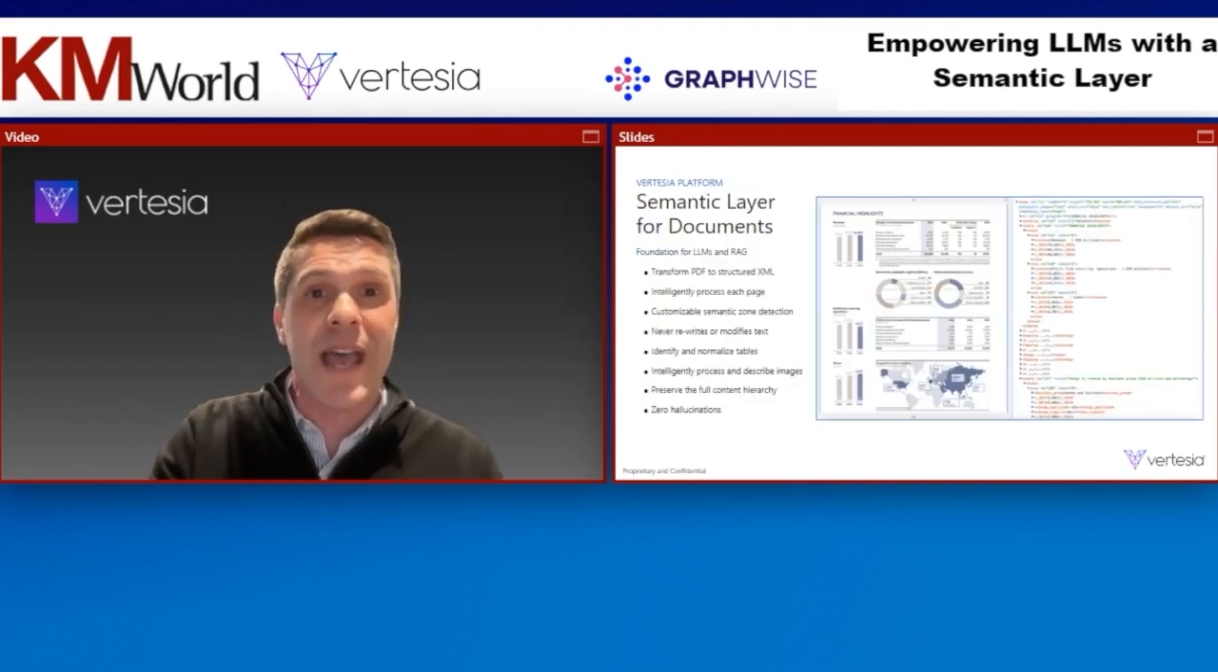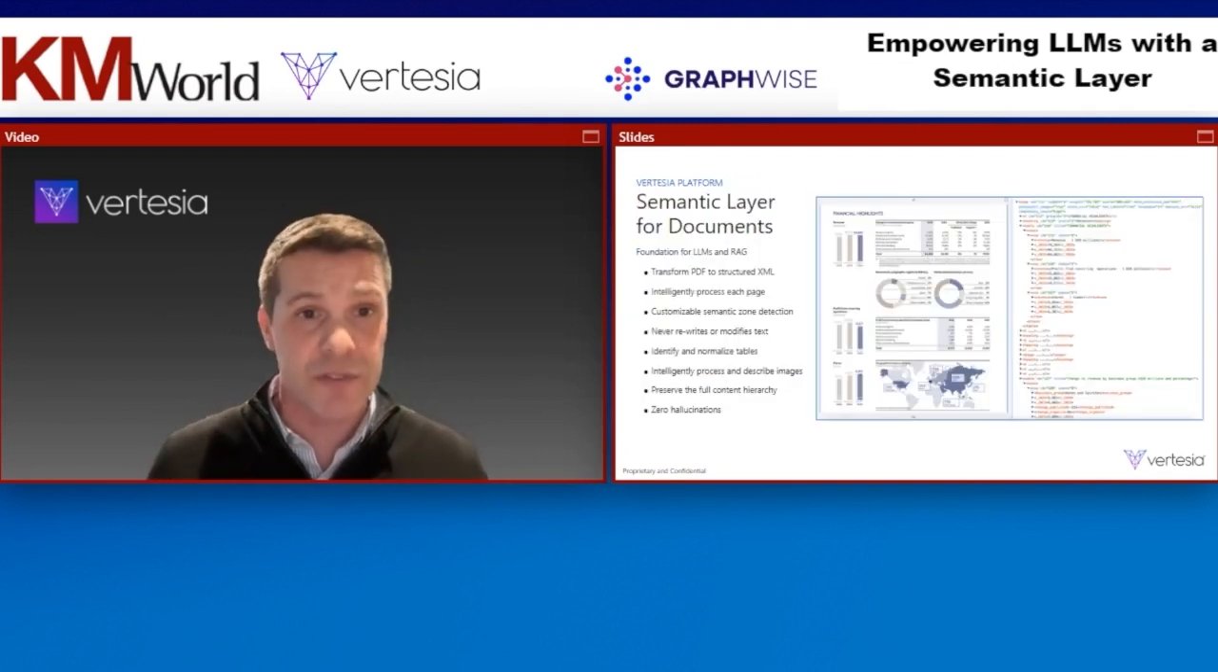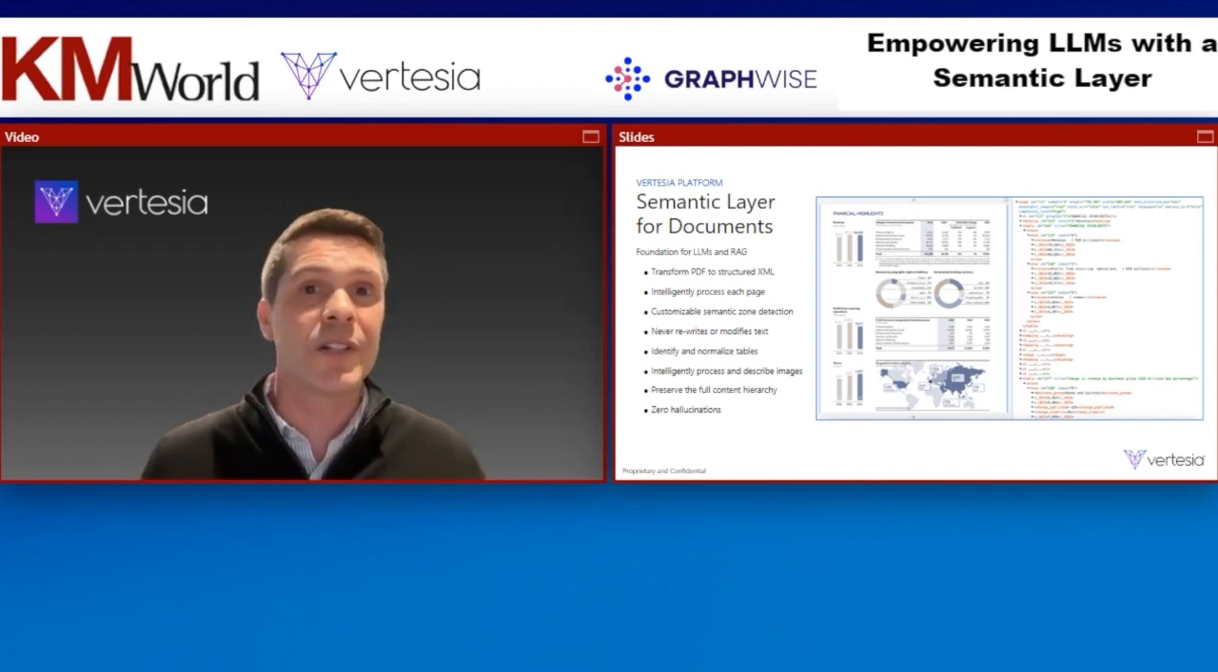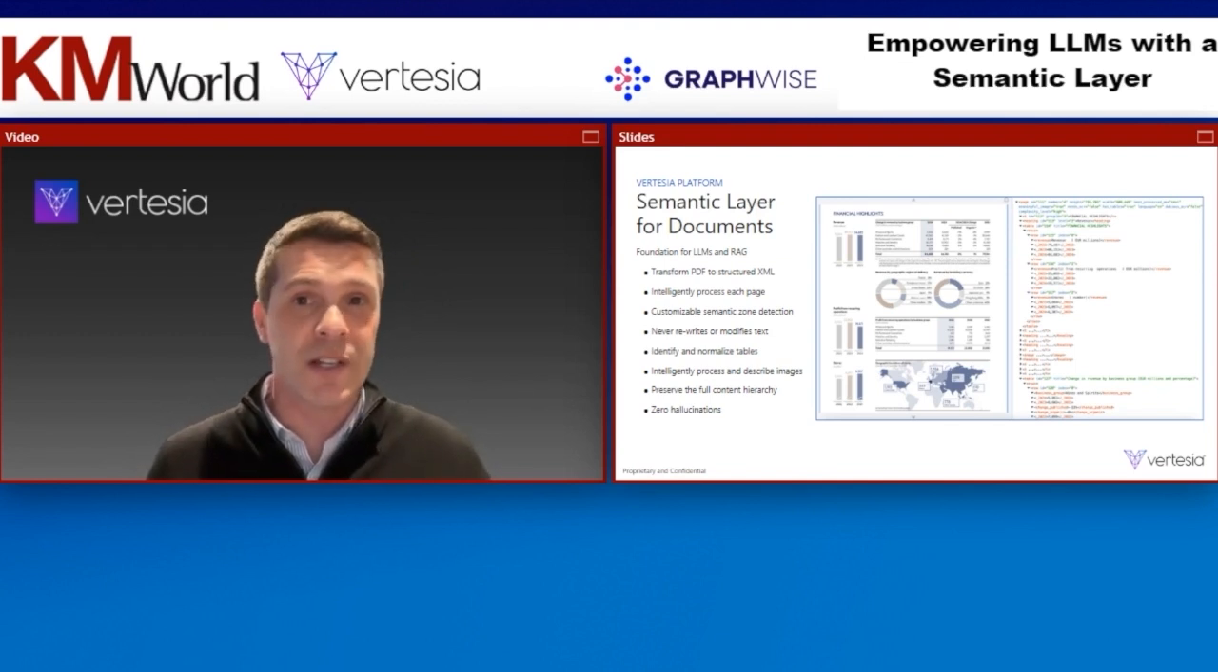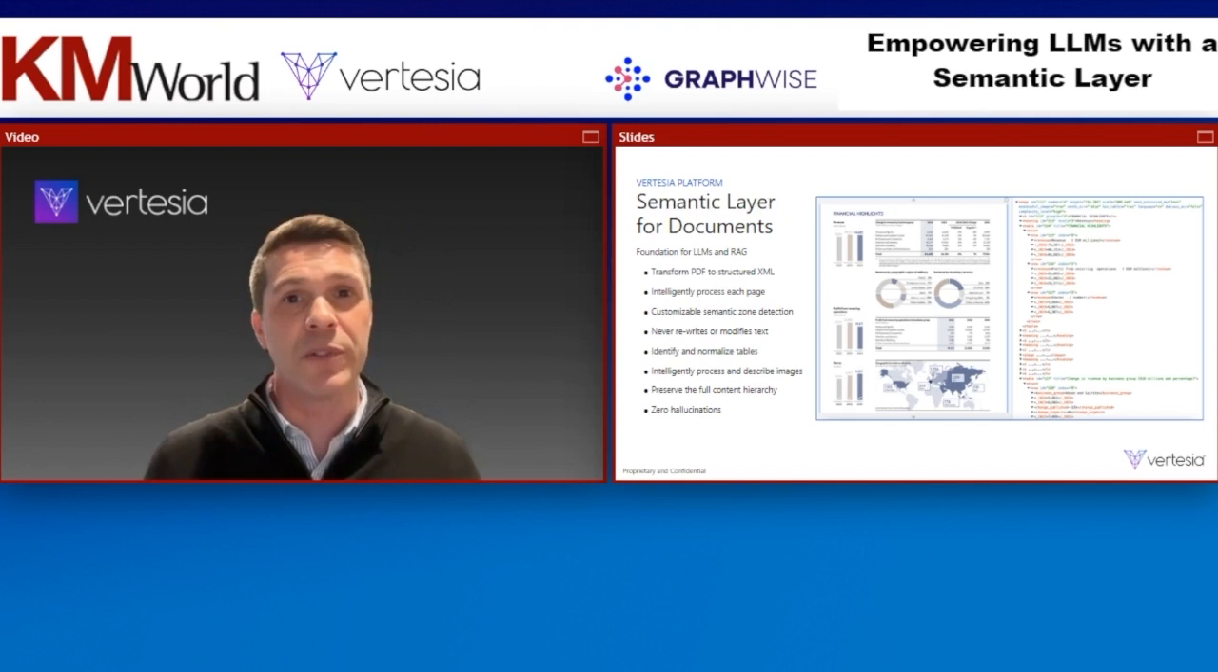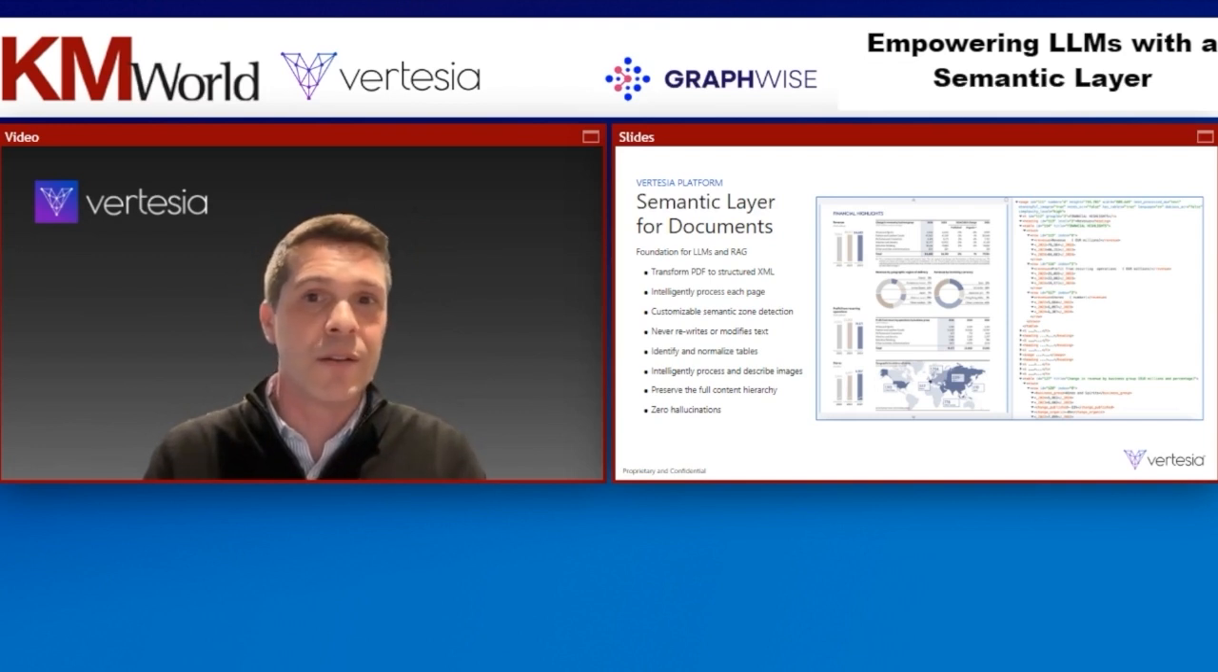So now I'd like to look at semantic layers for documents. Unlike conventional extraction tools that either lose document structure or require manual template creation, and unlike generative AI approaches that introduce hallucinations, Vertisia's semantic layer for documents uses advanced AI only for the analysis and fully maintains the original text. Our intrinsic content referencing method ensures that not a single character is altered, rewritten, or fabricated during the conversion process.